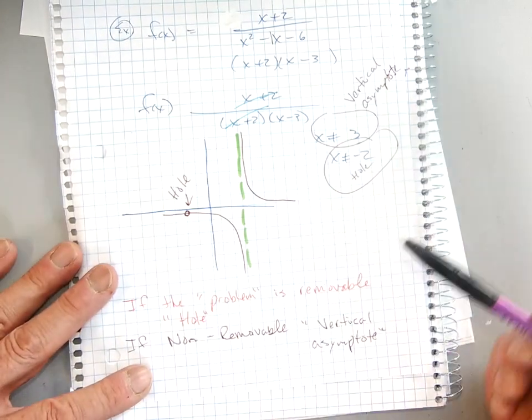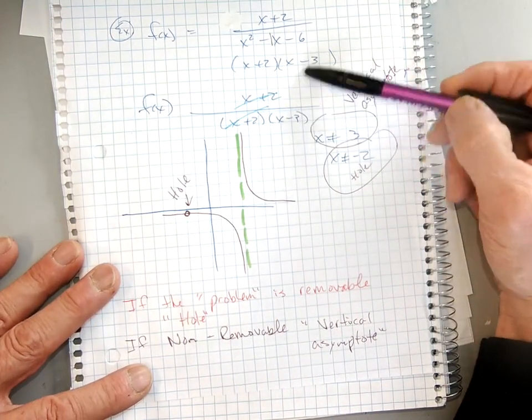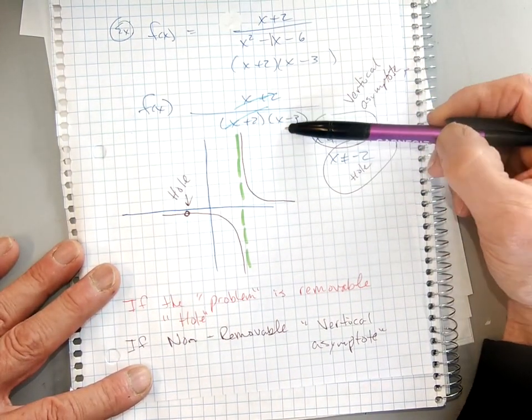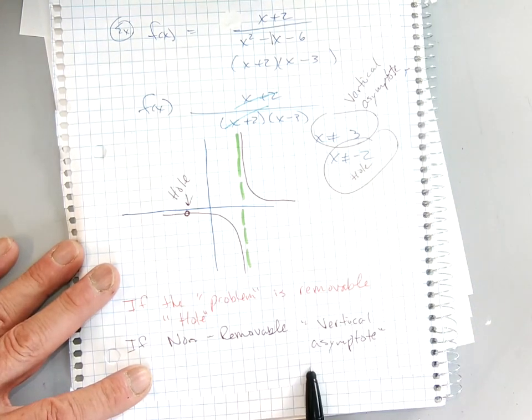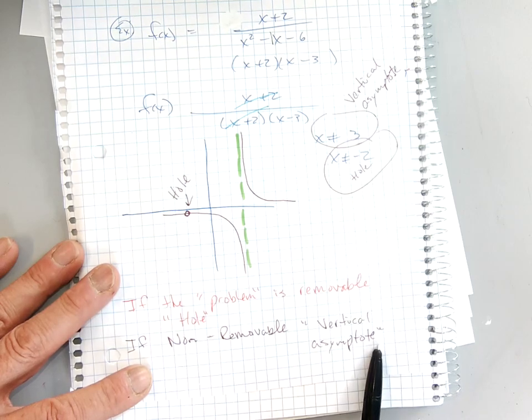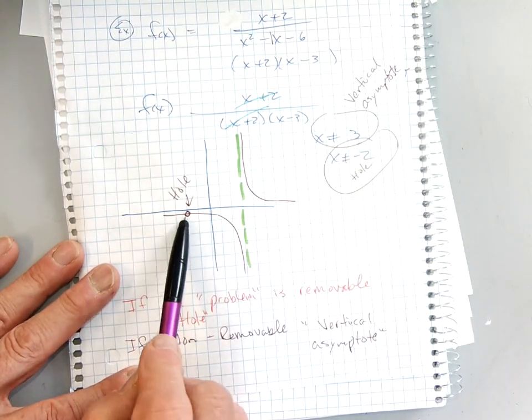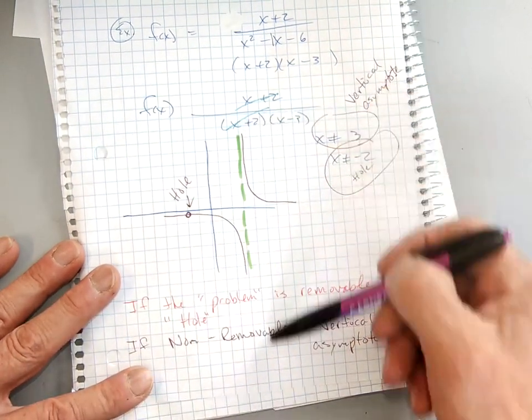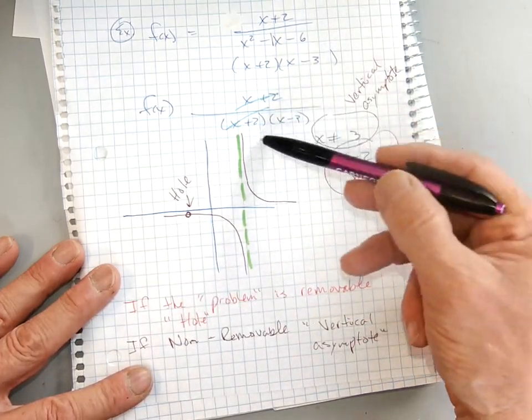But if it's not removable, see the x minus 3, there's no way that does not cancel out. It's stuck. You're stuck with x minus 3, which means you're stuck with the discontinuity at 3, so we get a vertical asymptote. So if the problem's removable, it's a hole. If you can't get rid of the problem, it's an asymptote, okay?